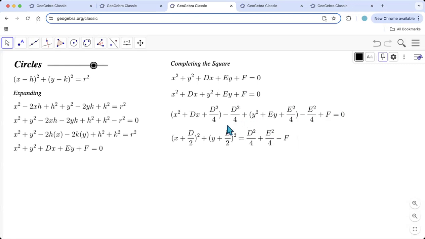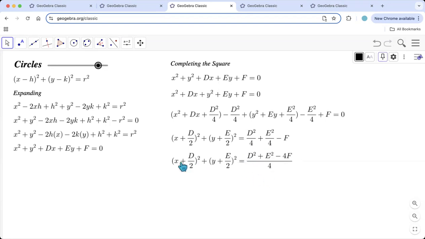Okay. Adding d squared on 4 and e squared on 4 to the right-hand side, and then subtracting f, we get this. And then finally, we just get common denominators here for this right-hand side. So we write minus 4f on 4 and then put it all as one fraction. You'll see that the right-hand side is d squared plus e squared minus 4f on 4.